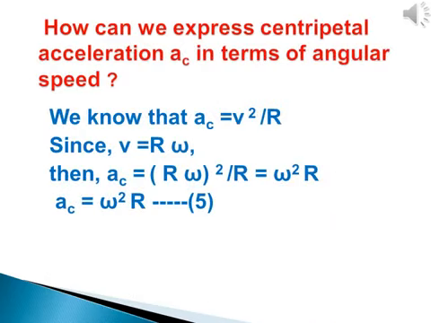Another question, how can we express the centripetal acceleration a_c in terms of the angular speed? We know that the centripetal acceleration a_c is equal to v squared by r. Since v is equal to rω, then a_c is equal to (rω) whole squared divided by r, which is equal to ω²r. So, a_c is equal to ω²r. This is the relation between the centripetal acceleration a_c and the angular speed ω. This expression is 5.